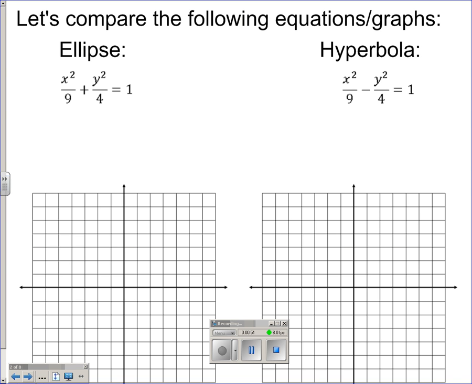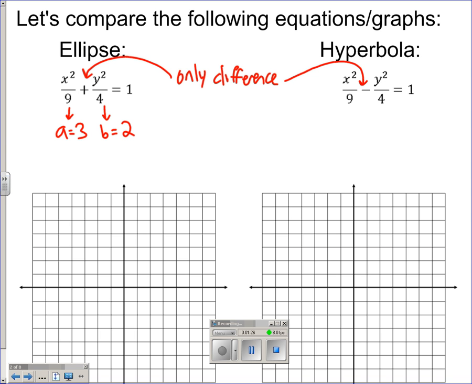Okay. So to start off, we're going to compare these two equations. X squared over 9 plus y squared over 4 equals 1 is the ellipse. And if you notice the hyperbola, the only difference is that we have a minus sign. So x squared over 9 minus y squared over 4. Okay, so we know how to graph this ellipse. We can identify that our a value is 3 because a squared is 9. And we can identify that our b value is 2.